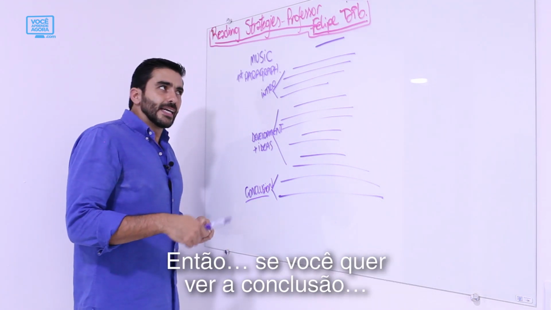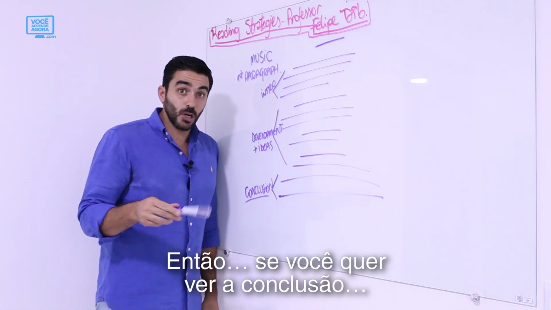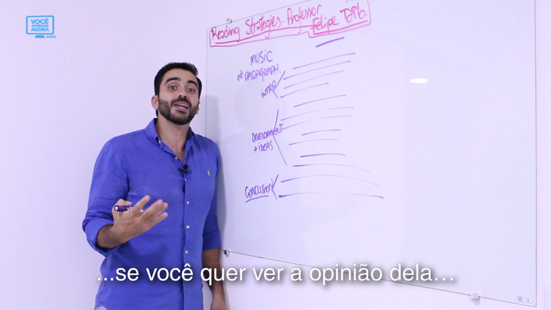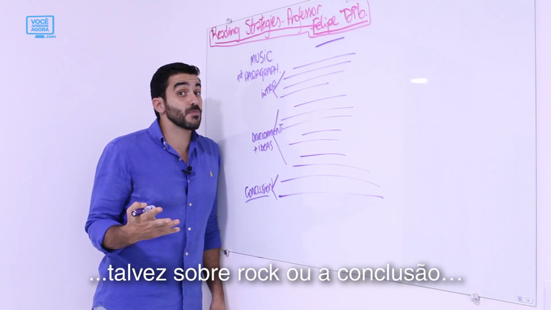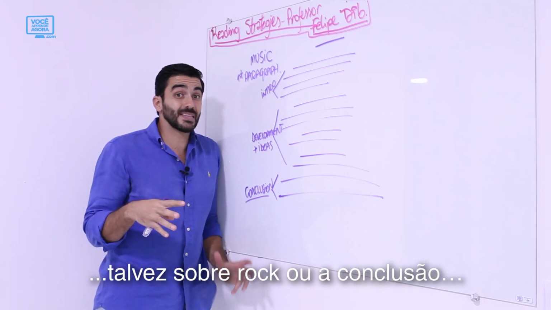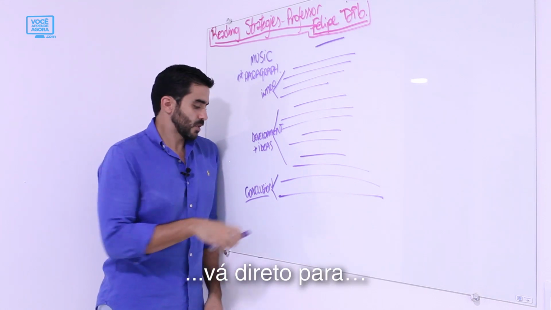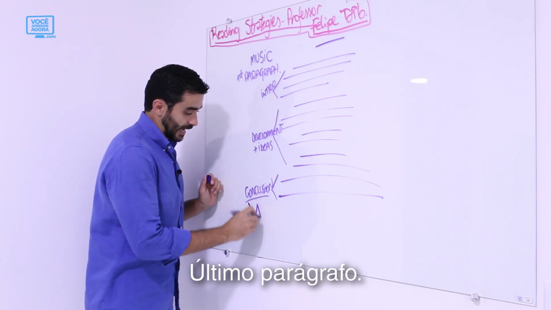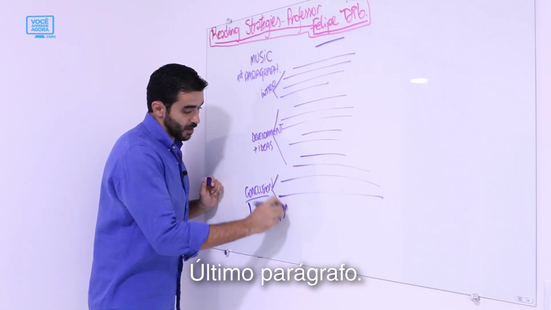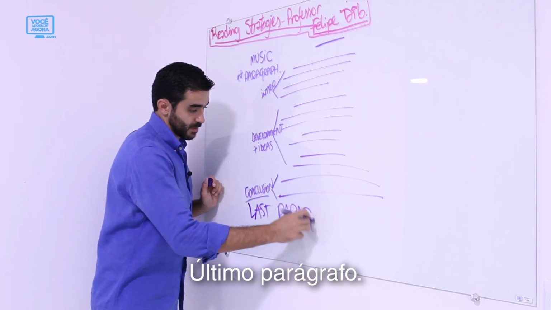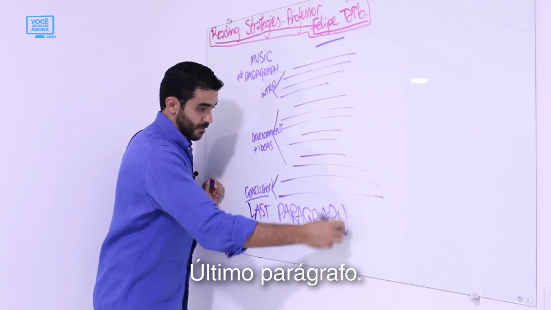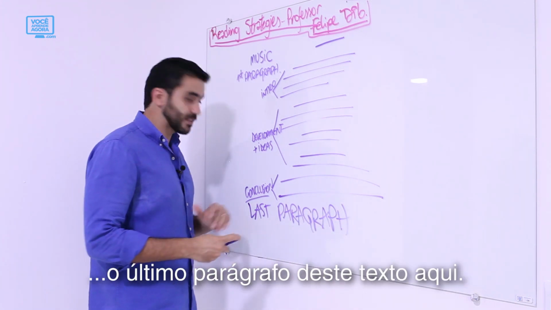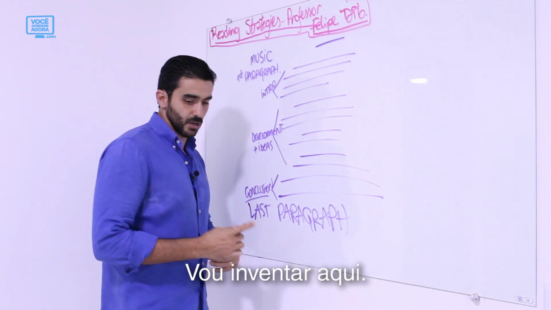So, if you want to see the conclusion, if you want to see the answer, if you want to see her opinion maybe about the rock or the conclusion, go straight ahead to the last paragraph. Now, let's see the last paragraph of this text here. I'm going to invent here, okay?